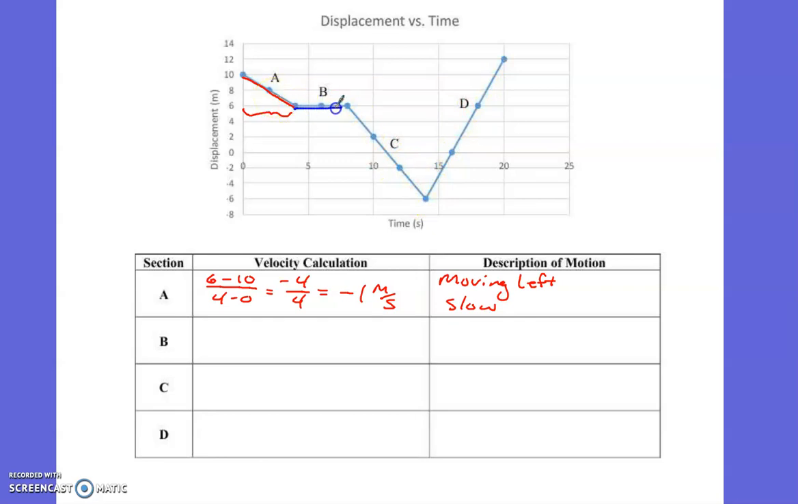In part B, we have that the line went from 6 to 6, and it went over from 4 to 8. So we can see that it is a horizontal line, it's a flat line, and therefore there is no motion. It is not moving.